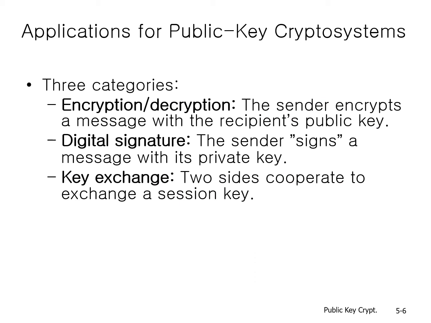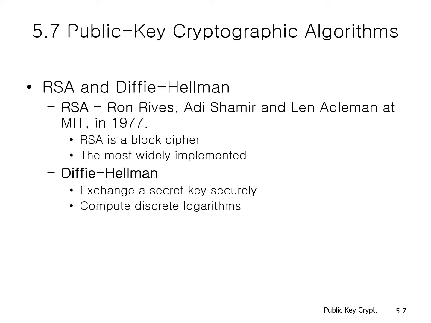Let's see again the three categories for public key cryptography application: encryption/decryption, digital signature, and key exchange. RSA and Diffie-Hellman are the basic ideas of public key cryptography algorithms.